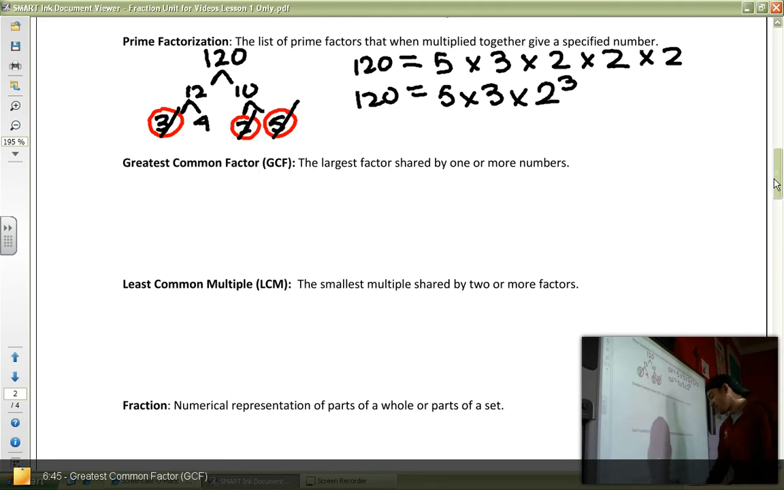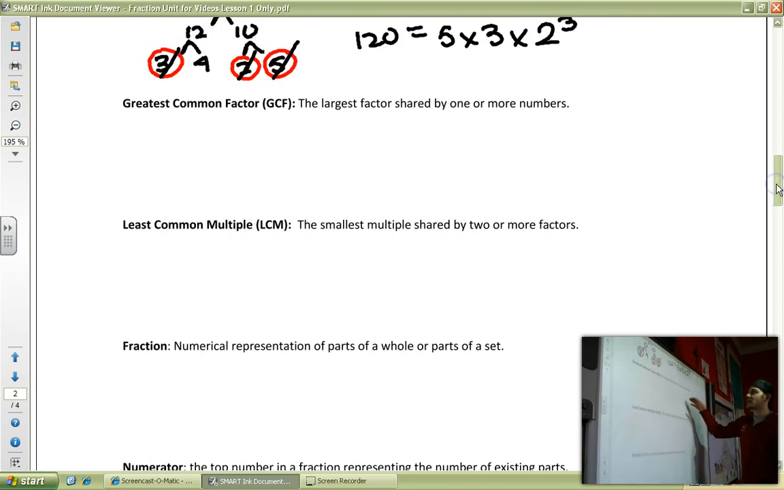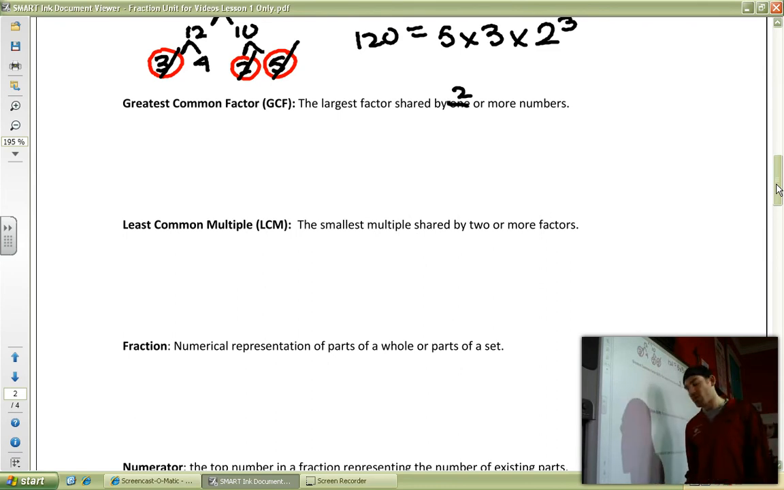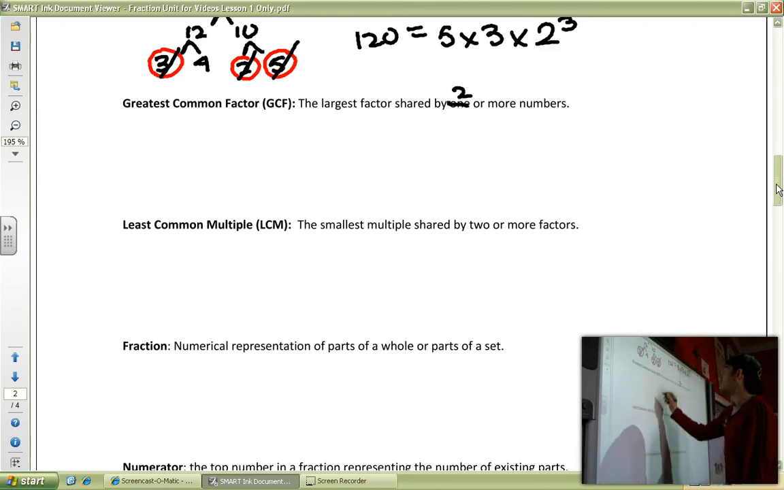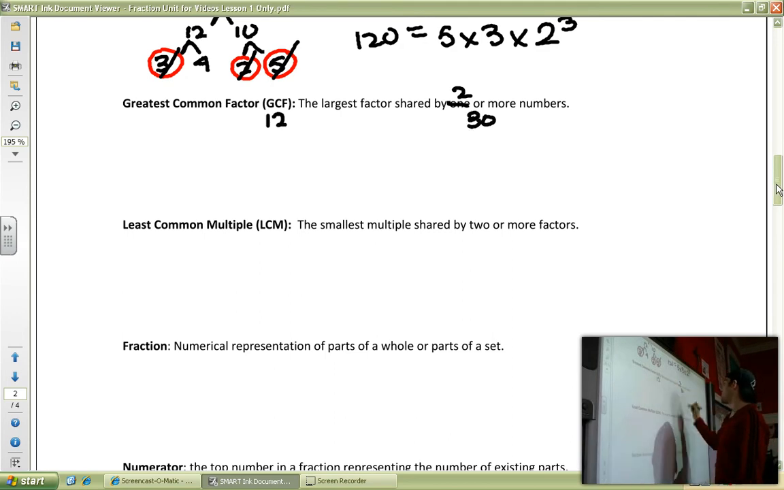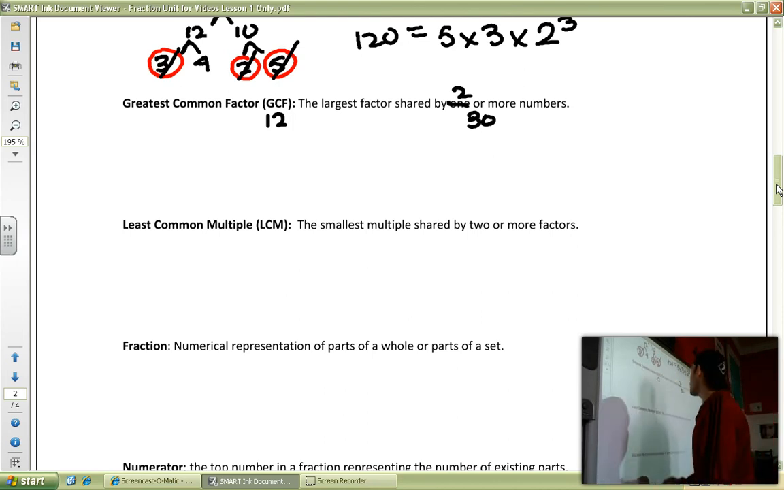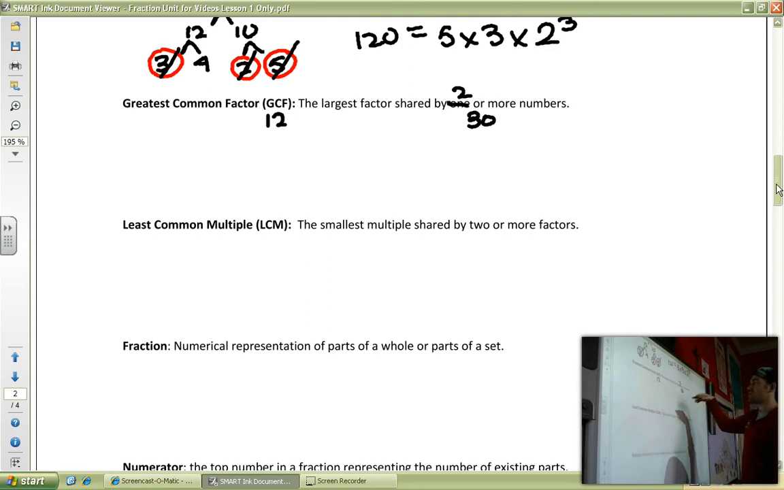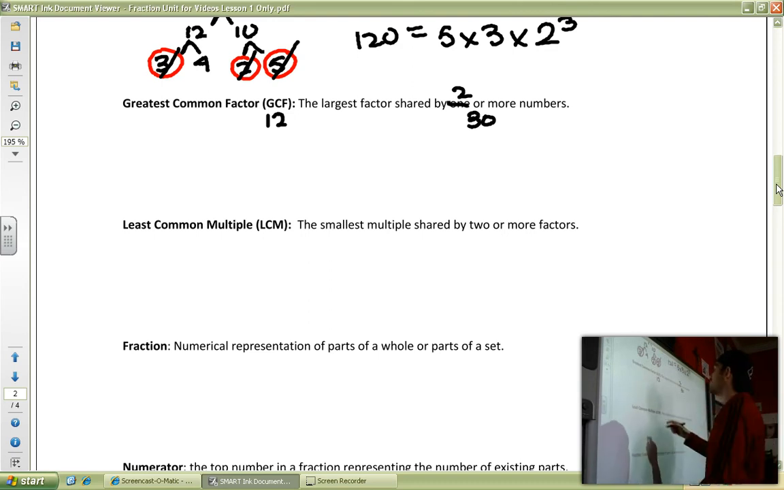Our greatest common factor. Our greatest common factor is the largest number shared by two or more numbers. So let's give you 2 numbers. We're going to work with 12 and we're going to work with 30. Factors, remember from up above, are numbers that are used to multiply. So we're looking for the biggest number we can use to multiply to get to both of them. So we need to find all the numbers we can use to multiply to get them.